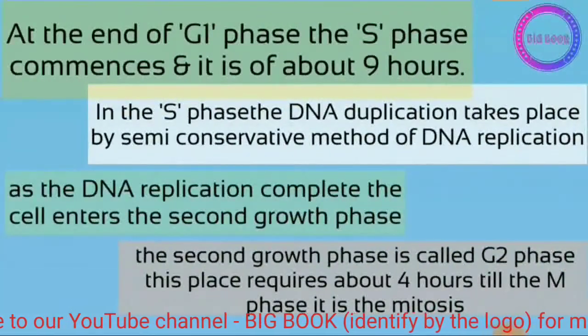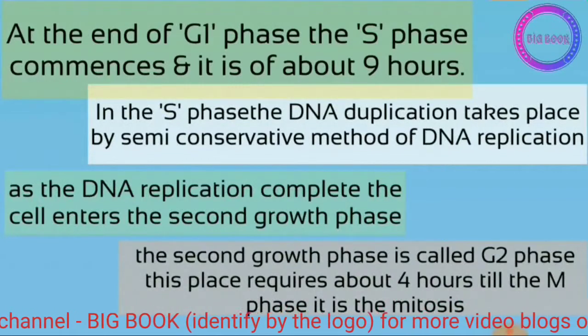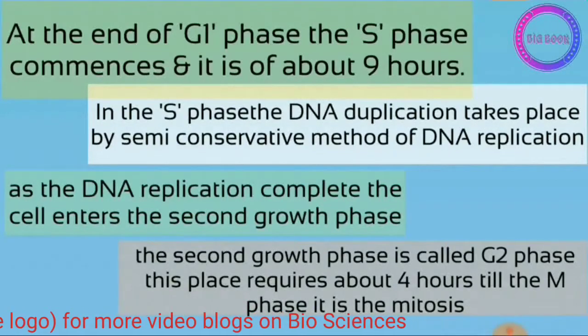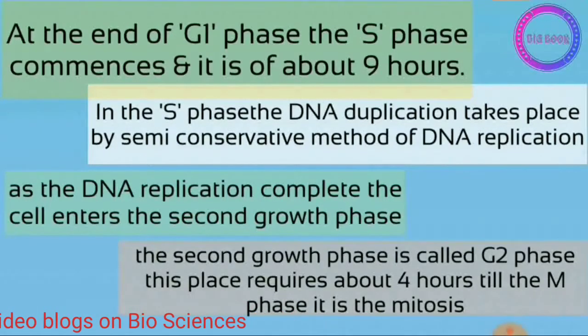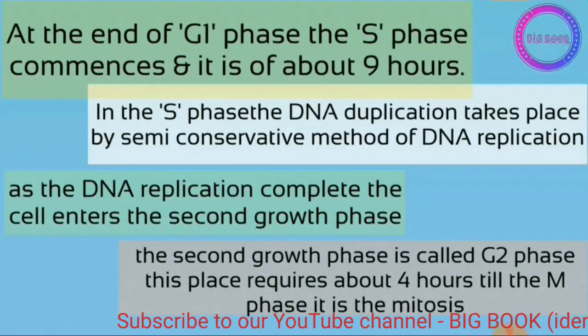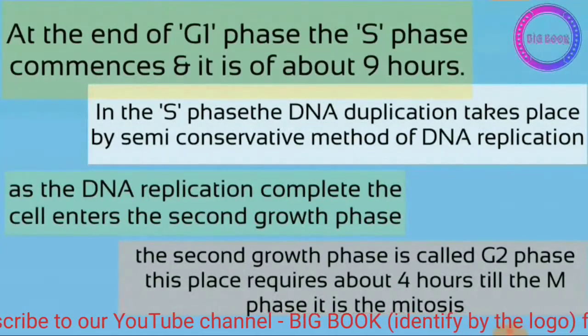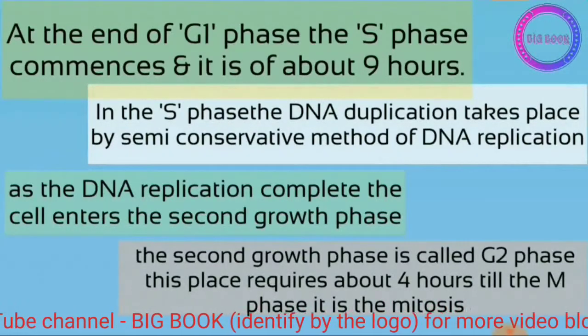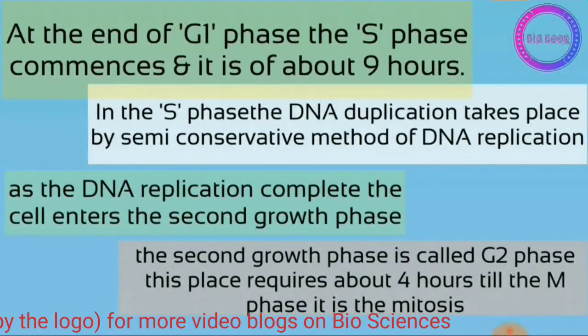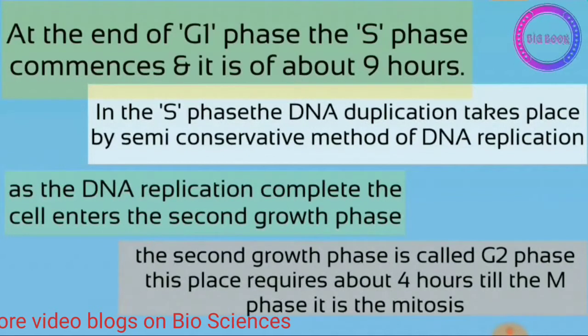The next slide. At the end of the G1 phase, the S phase commences, and it is of about 9 hours. In certain other cases as well, the approximate time has been recorded to be 9 hours. During this phase, the DNA duplication takes place. That is the semi-conservative method of DNA replication, where one parental strand will be preserved, and according to that parental strand, the other strand is going to be synthesized in the opposite direction.